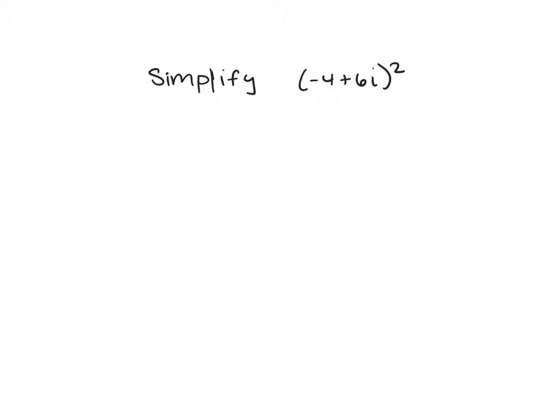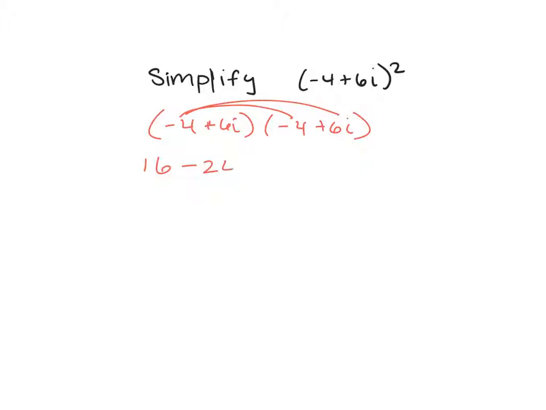Okay, so in this case, we are squaring a binomial, which again, squaring means multiplying by itself. So we get that. And we are going to make sure we distribute the negative 4 to both negative 4 and 6i. So we get positive 16. Negative 4 times 6i is negative 24i. We have another negative 24i from 6i times negative 4. And then 6i times 6i, which is 36i squared.